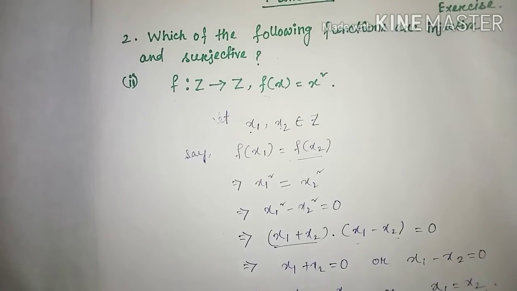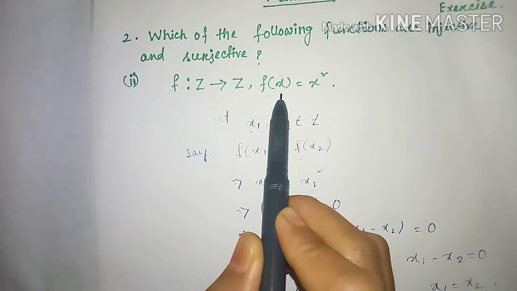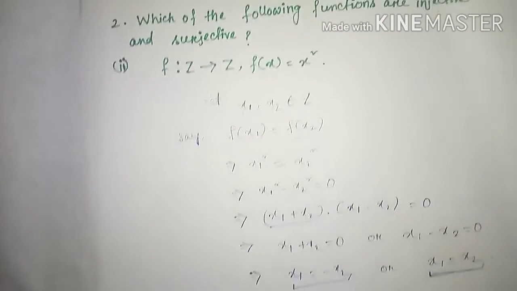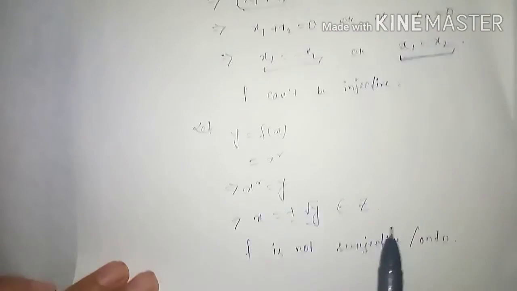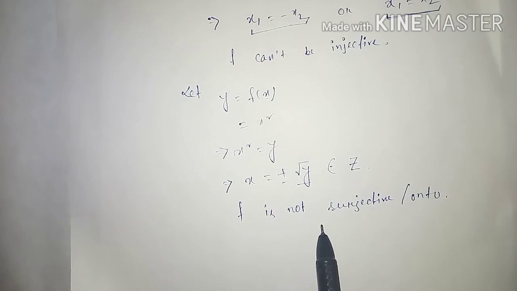So here the whole question is, this function f from Z to Z defined by f of x equal x square, this function cannot be injective or 1-1, as well as this function is also not onto. So the question number 2 is done.